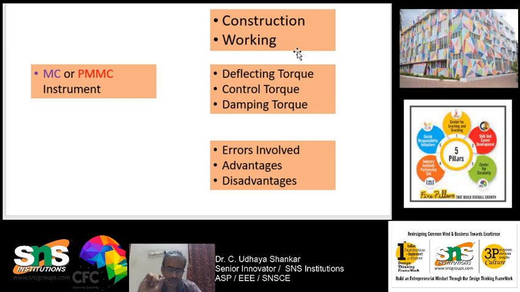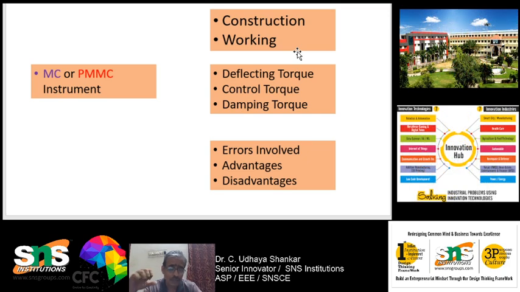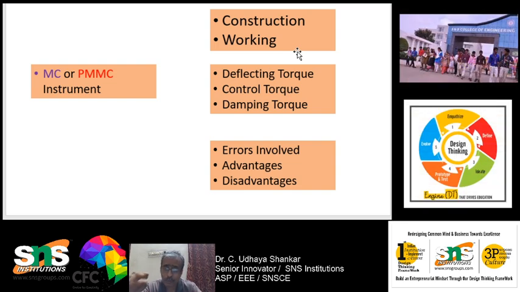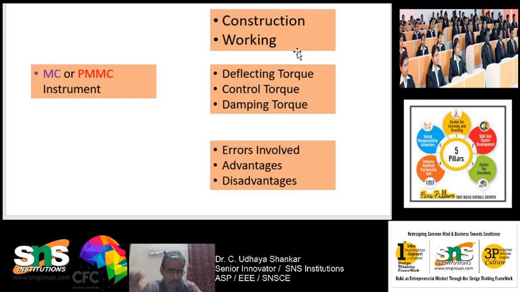If it is not damped, for example, if the pointer oscillates over the scale for a longer duration, then that pointer and that instrument may get damaged and its life can be reduced. So the damping torque always plays a very vital role in improving the life of the instrument. The damping torque can be produced by many techniques. So here we will be discussing the deflecting torque, controlling torque and damping torque, and how they are produced.